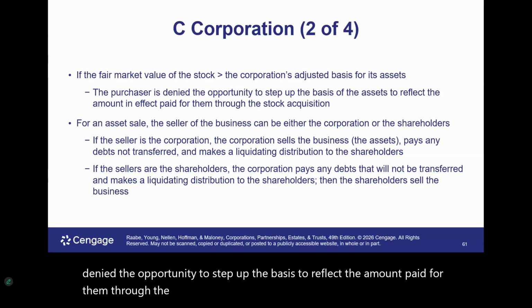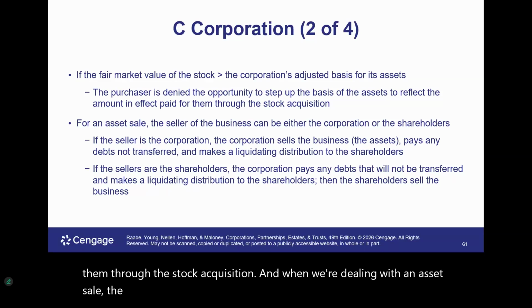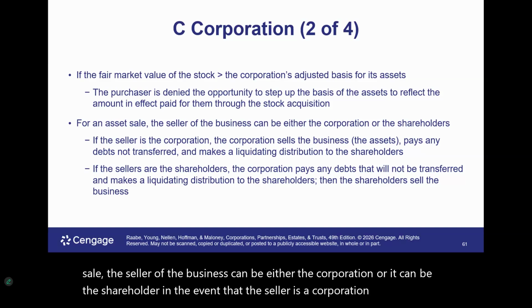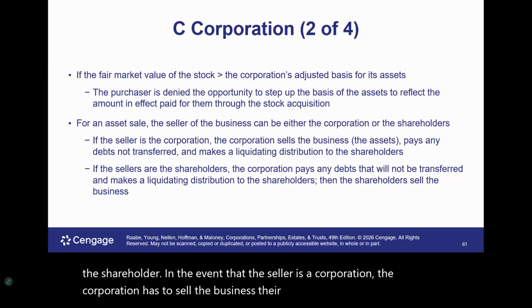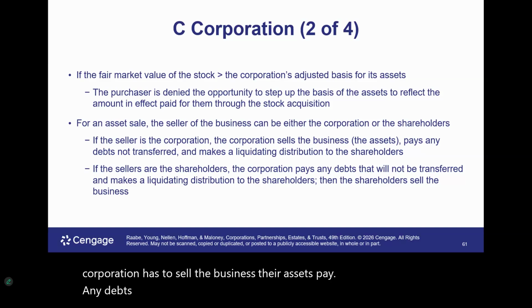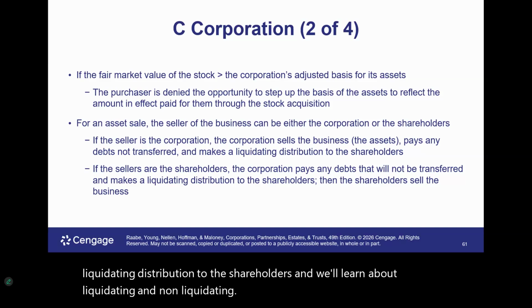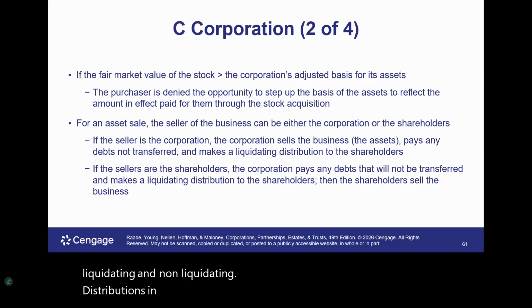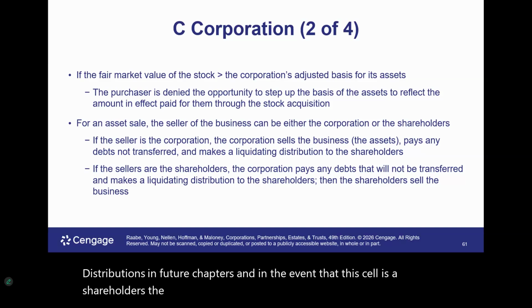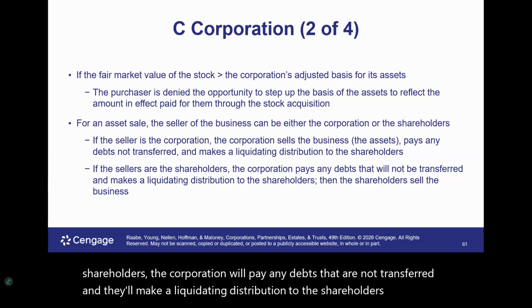And when we're dealing with an asset sale, the seller of the business can be either the corporation or the shareholder. In the event that the seller is a corporation, the corporation has to sell the business assets, pay any debts that were not yet transferred, and make what's called a liquidating distribution to the shareholders. And we'll learn about liquidating and non-liquidating distributions in future chapters. And in the event that the sellers are shareholders, the corporation will pay any debts that are not transferred, make a liquidating distribution to the shareholders, and then the shareholders sell the business.